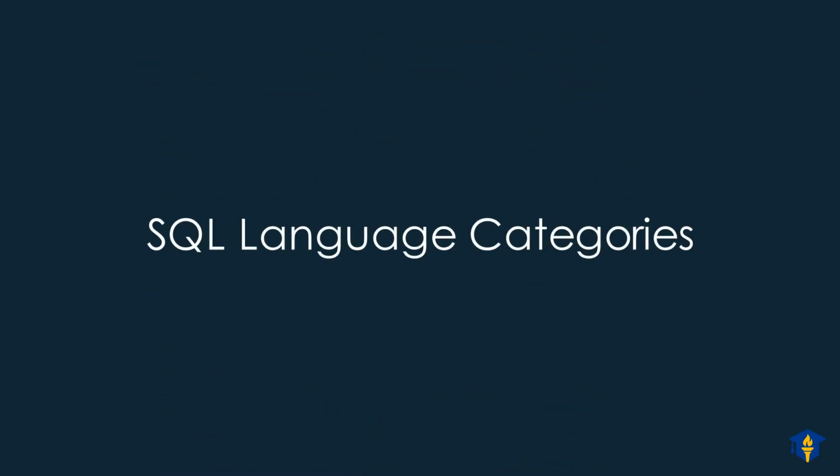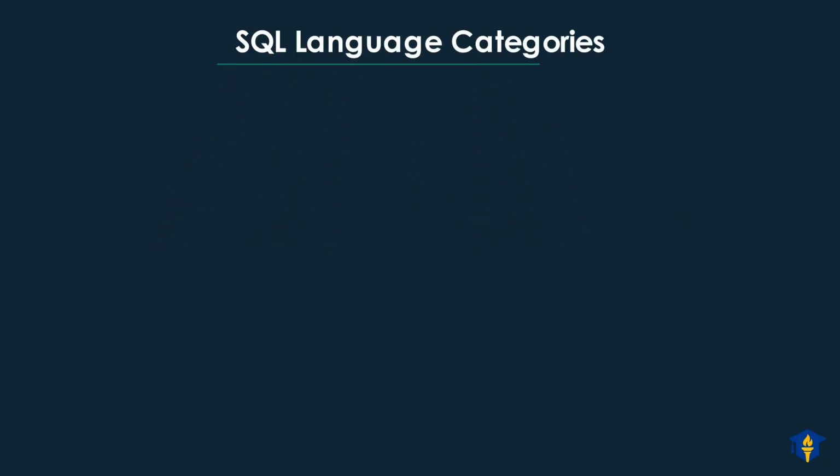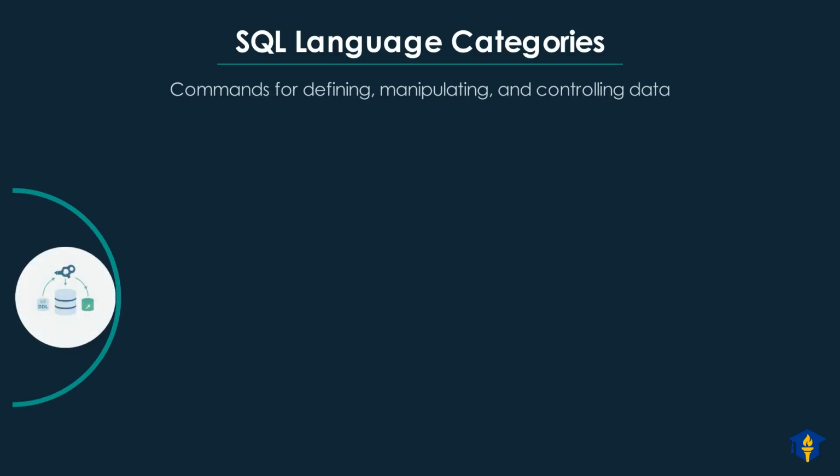Today, we will explore the various SQL language categories which are essential for database interaction. These commands are used for defining, manipulating, and controlling data within your database systems. First, DDL or Data Definition Language is used to define the database structure. DDL commands specifically define the database structure and its overall schema.